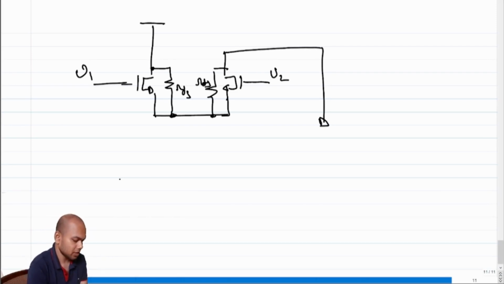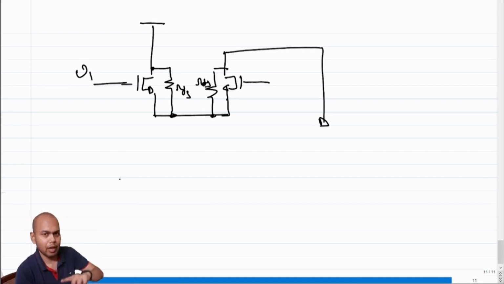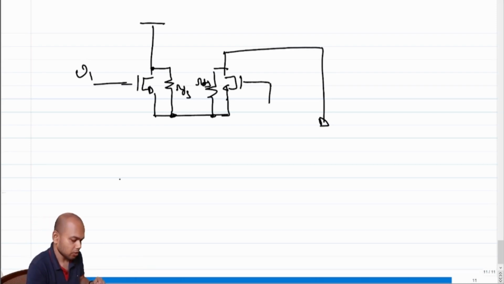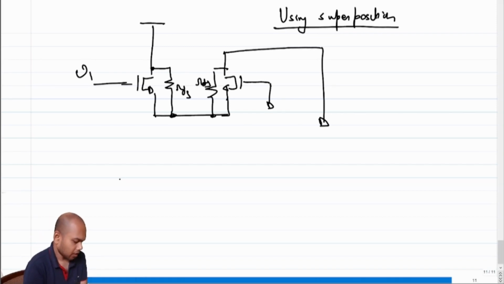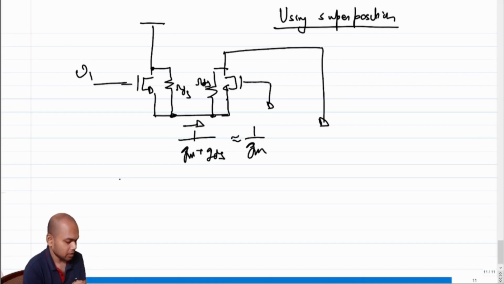So let's use superposition. If we use superposition, what's going to happen? We'll apply V1 once with V2 grounded. While grounding V2, then we'll apply V2 and then ground V1, right? So use superposition. What should we get? What do you think will happen? Let's use the same funda. So what is the impedance looking in here? This is 1 over GM plus GDS, which is again approximately 1 over GM, correct?